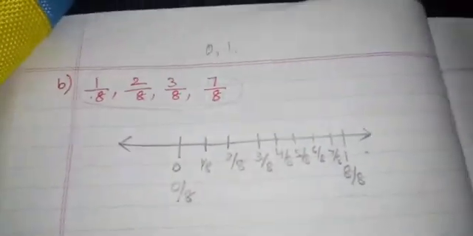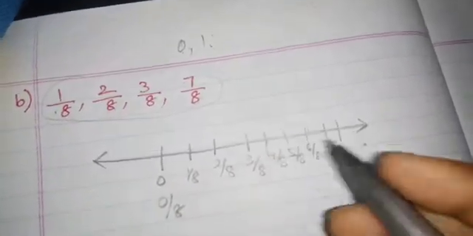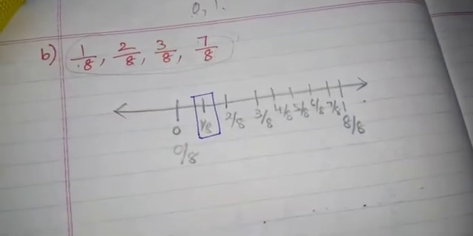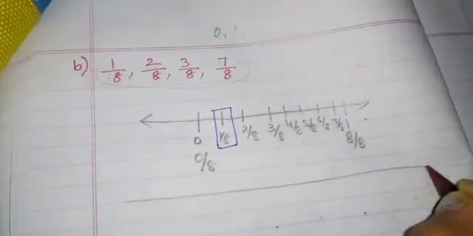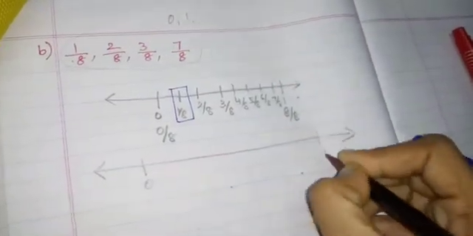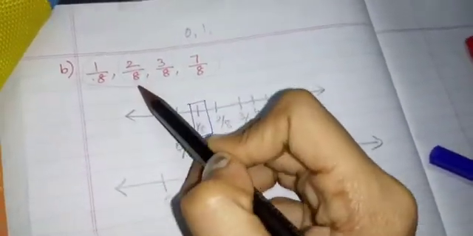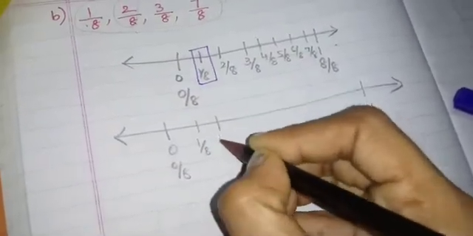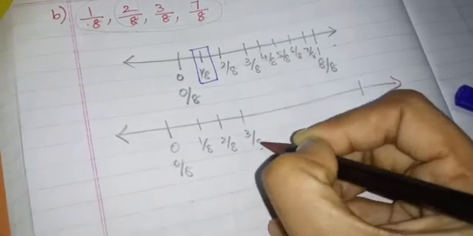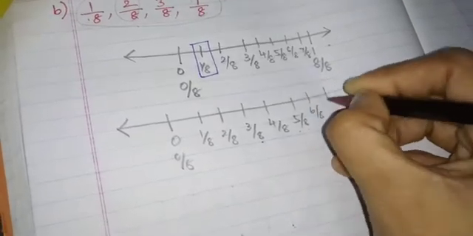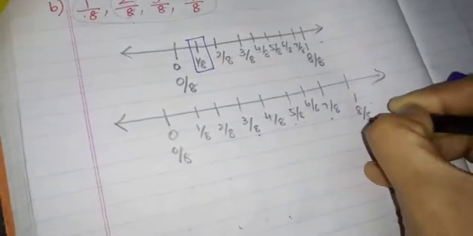So where does the 1 by 8 lie? It is lying here. So you can put a box like this. Okay, next again. You can draw using a scale and pencil, children. 0, 1. This is also a proper fraction. So it lies between 0 and 1. 0 by 8, 1 by 8, 2 by 8, 3 by 8, 4 by 8, 5 by 8, 6 by 8, 7 by 8, 8 by 8.